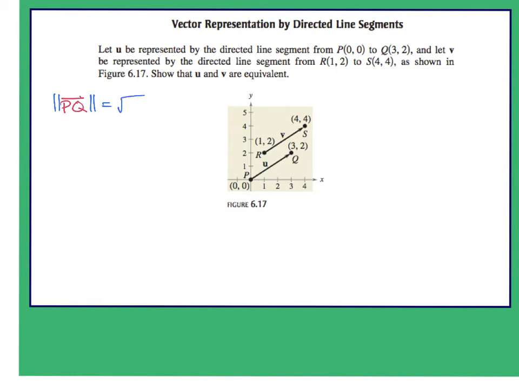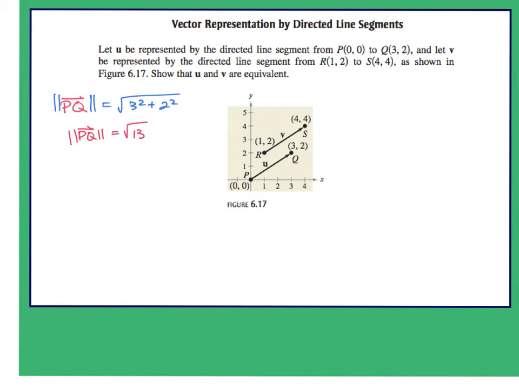So it's the square root of the difference of my x's squared plus the difference of my y's squared. What's the difference of my x's? 3. So now I have 3 squared plus, what's the difference of my y's? 2. So now I have 2 squared. 3 squared is 9. 2 squared is 4. We add them together and get square root 13. So the magnitude of PQ is square root 13. That's the length of that vector.